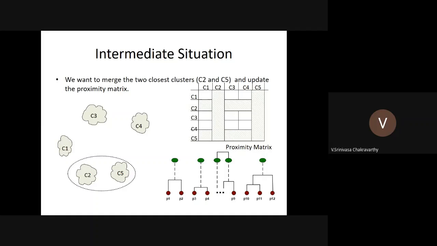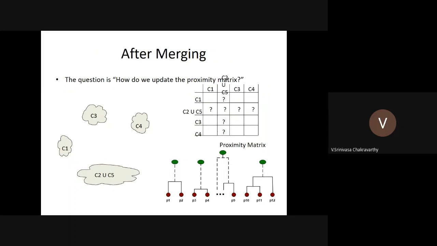So in this example, you see that there are 5 clusters, C1, C2, C3 up to C5, and so you have 5 rows and 5 columns in the proximity matrix. So then you combine C2 and C5 to form a new cluster, which is called, let us say, C2 union C5. That's the name of the cluster. So then instead of C2 and C5, you have a new column named C2 union C5 and a new row named C2 union C5, and the previous rows for C2 and C5 are gone. So now you have a proximity matrix of size 4 by 4. So that's how it works.